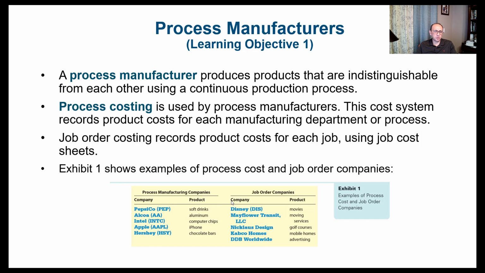On the other side, we have job order companies, things like Disney, where they produce movies and these movies are not identical. Every movie has its own process. Mayflower Transit, which is a moving service company. Again, every shipment is unique. It has different items, different destinations and things like that. And other companies like golf courses, mobile homes, advertising. Every product in these companies is unique from the other.